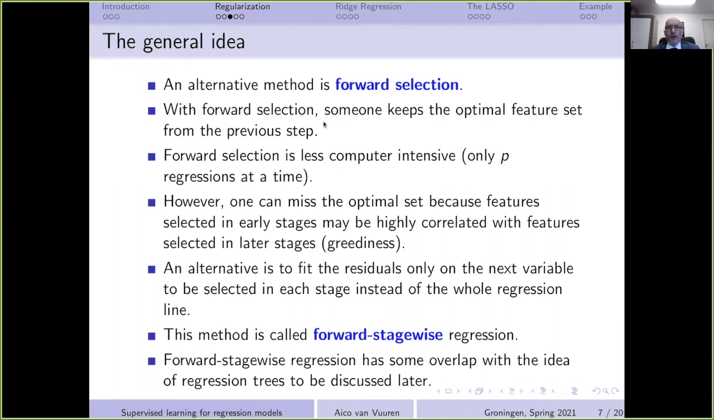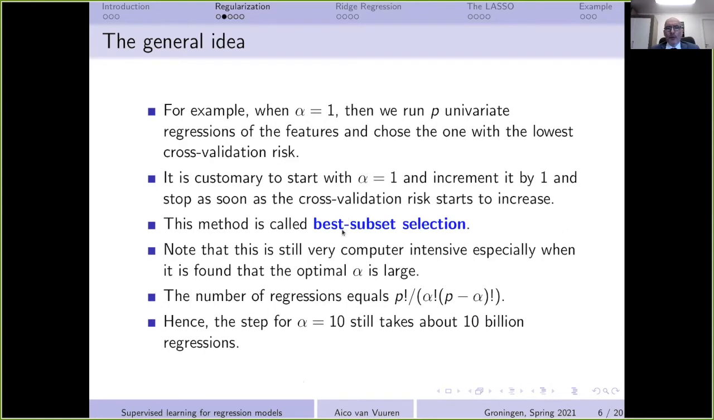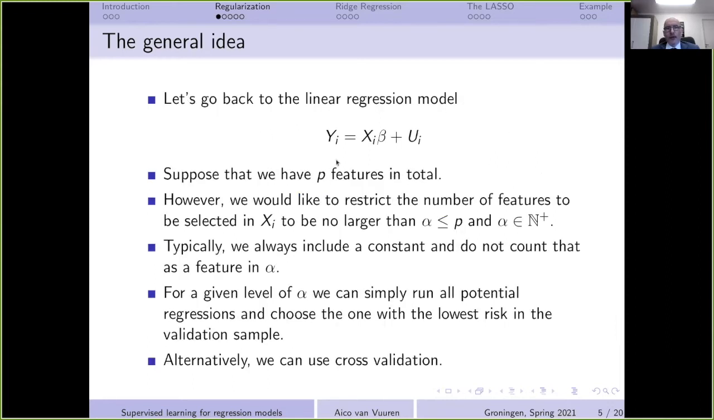Well, an alternative method is forward selection. Forward selection actually tries to be much faster by having, you could say, a memory. What we should realize is what best subset selection does. The only thing that it does is that for any alpha, it is going to calculate the best predictor. However, at the moment that we go from one stage to the next, it is going to, very naively, completely forget about the things that we have done before.